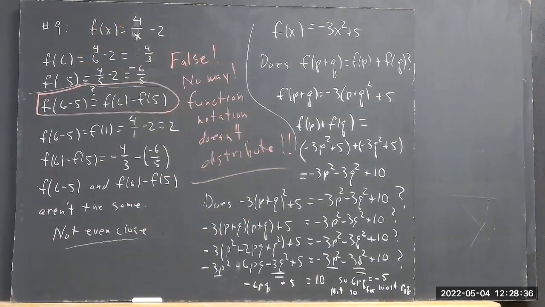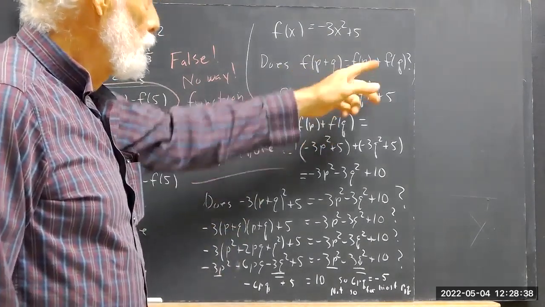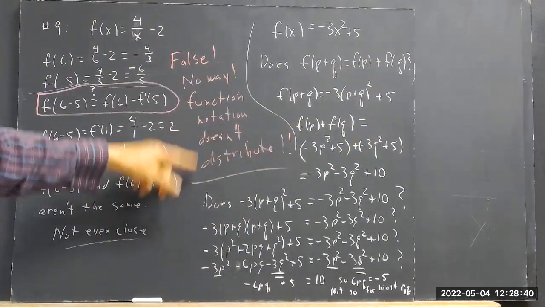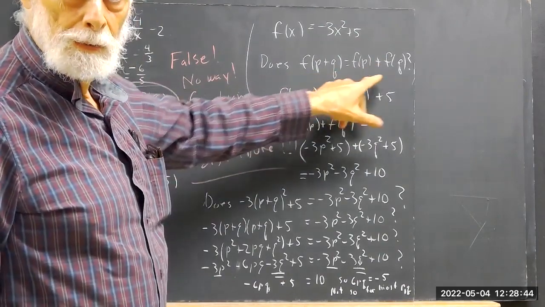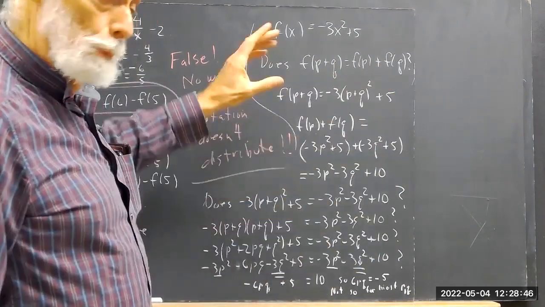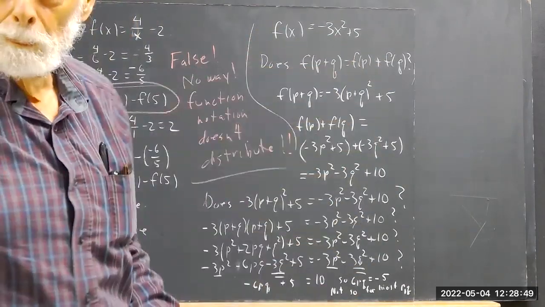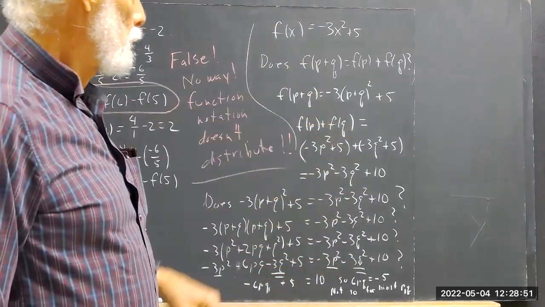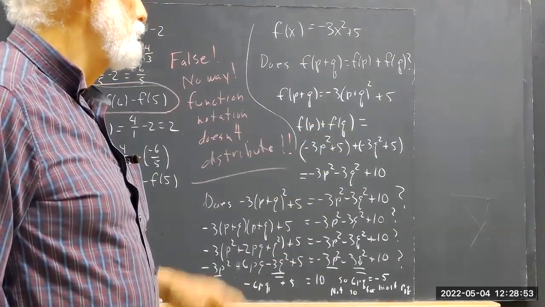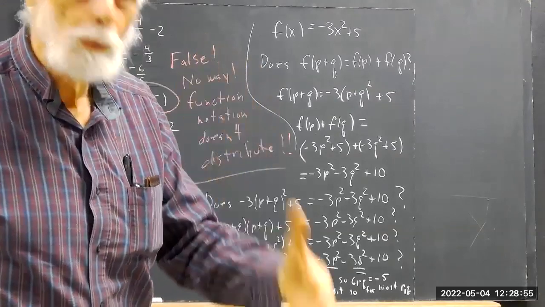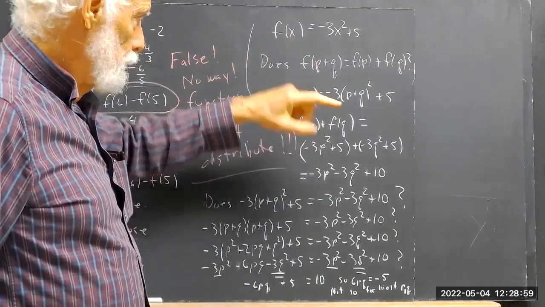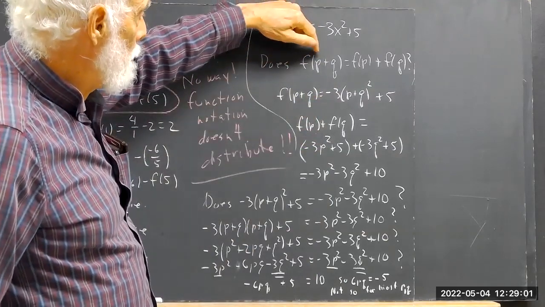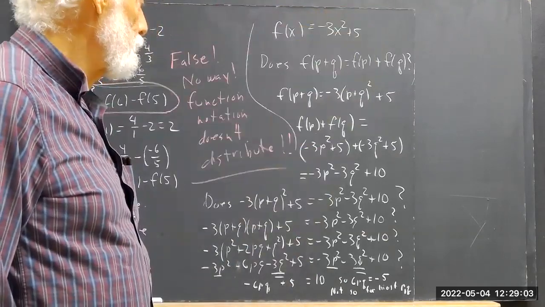In other words, as we said here, function notation doesn't distribute, so we don't expect this to distribute. Although I will say if this is a linear function, it would. It will distribute for any linear function. Well, no, it won't. If it's a direct proportionality, it would do that. You don't even know what that means. Okay, so here we have this and this.